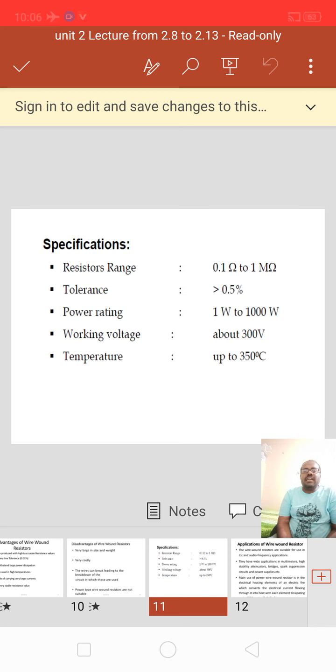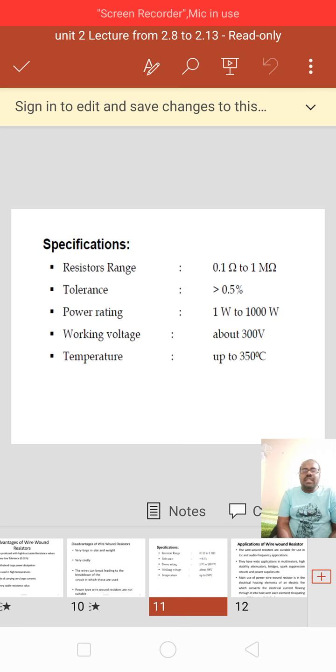Its power rating is 1 watt to 1000 watts. Its working voltage is about 300 volts. Its temperature is up to 350 degrees Celsius. Okay, these are the main specifications of wire wound resistors.